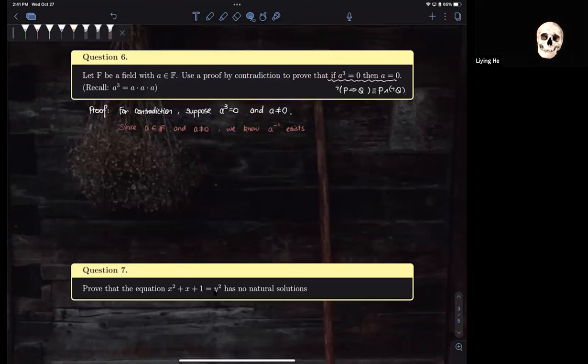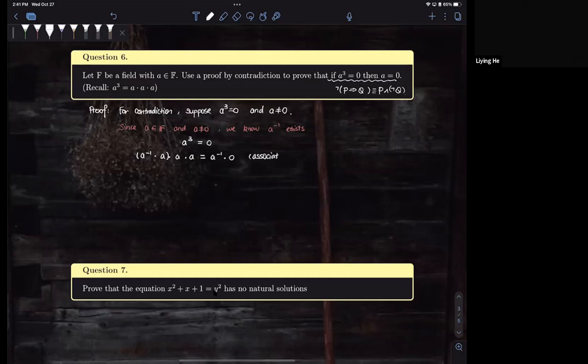Okay, so what do we do now? We start with A cubed equals 0. Okay, and I'm going to multiply A inverse on both sides. Okay, and I'm going to put brackets directly here. That's associative. This is going to give me 1 times A equals 0. So this is multiplicative identity.